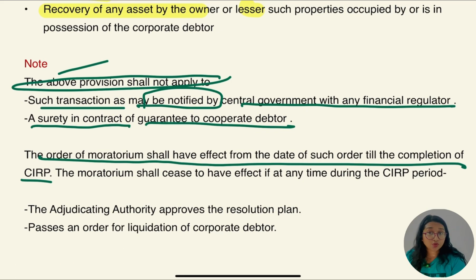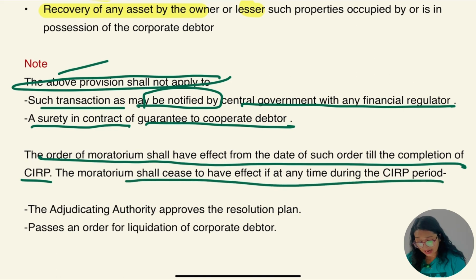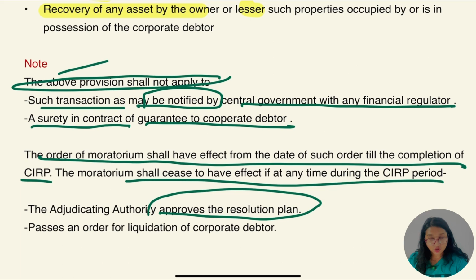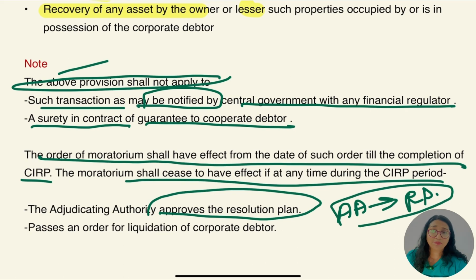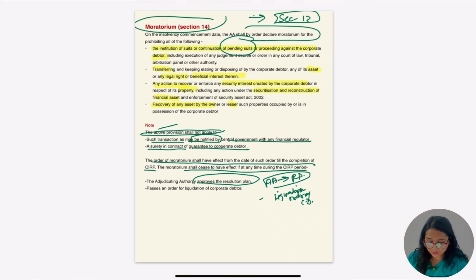But there are two exceptions, which say the moratorium shall cease to have effect if at any time during the CIRP process the adjudicating authority approves the resolution plan. If the AA has itself approved the resolution plan, in that case that prohibition is not going to be valid. Second, if it passes an order for liquidation of the corporate debtor, in that case again this prohibition is not going to be valid. Hope this point was clear.